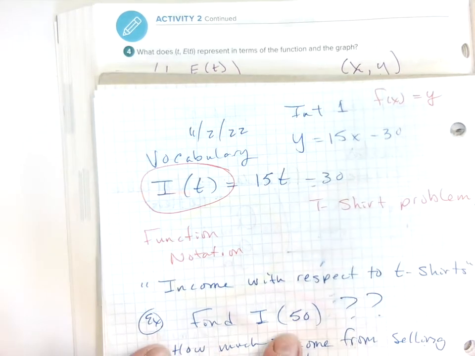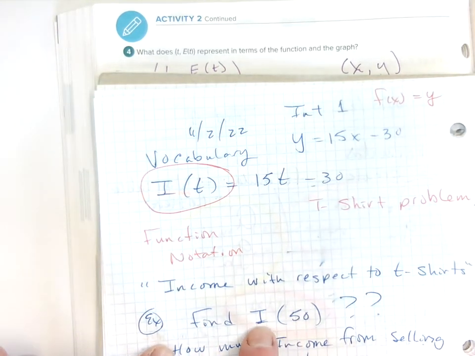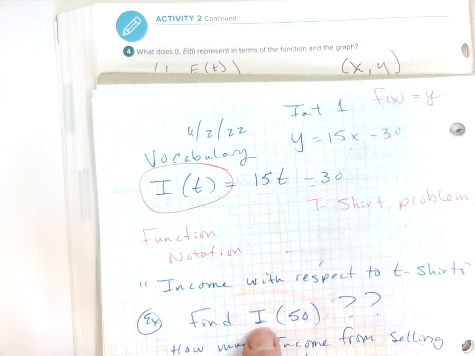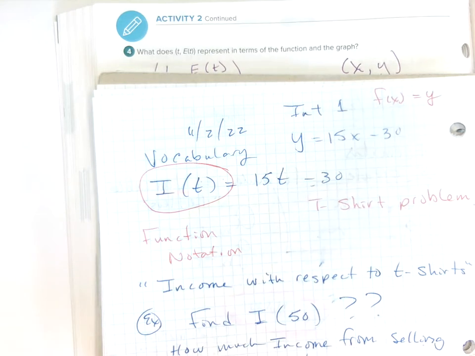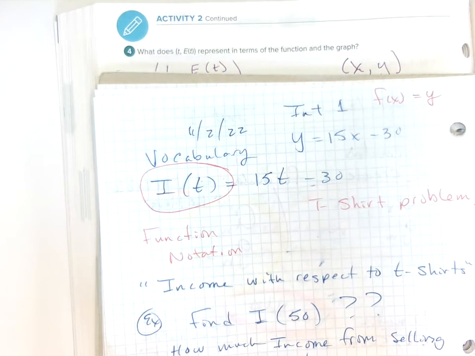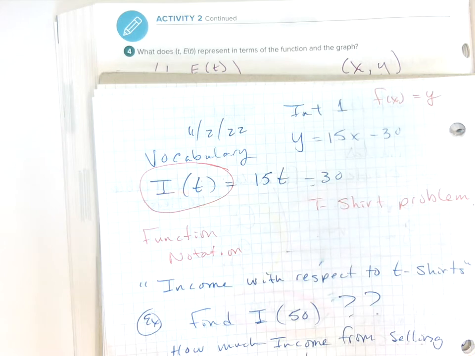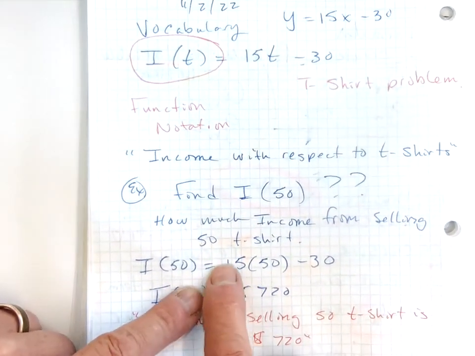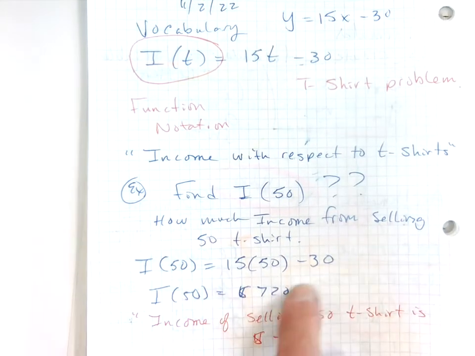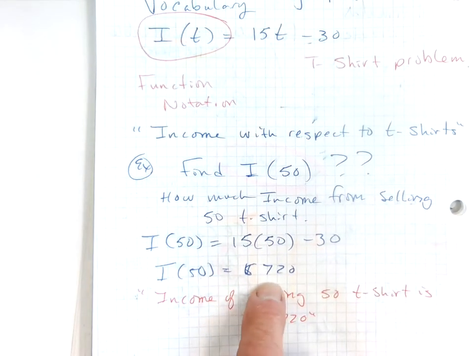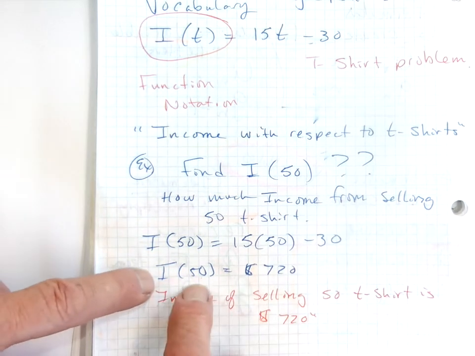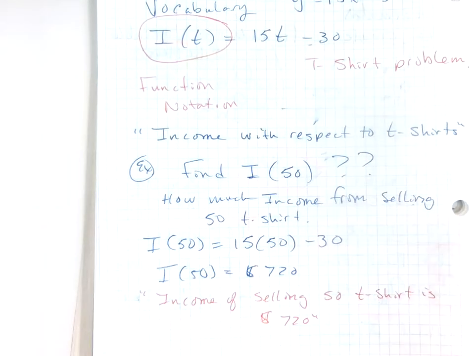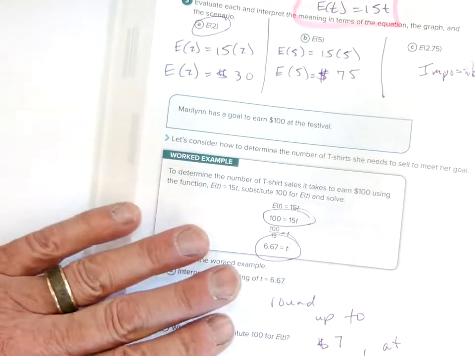So then, find I of 50. What is this? This is a question. I of 50 means the income from selling 50 t-shirts, okay? So we plug the 50 in for our t, and then we write I of 50 is equal to 15 times 50 minus 30, which is $720. Here's what we have: I of 50, the income for 50 t-shirts, is equal to $720. Income notation, all right?